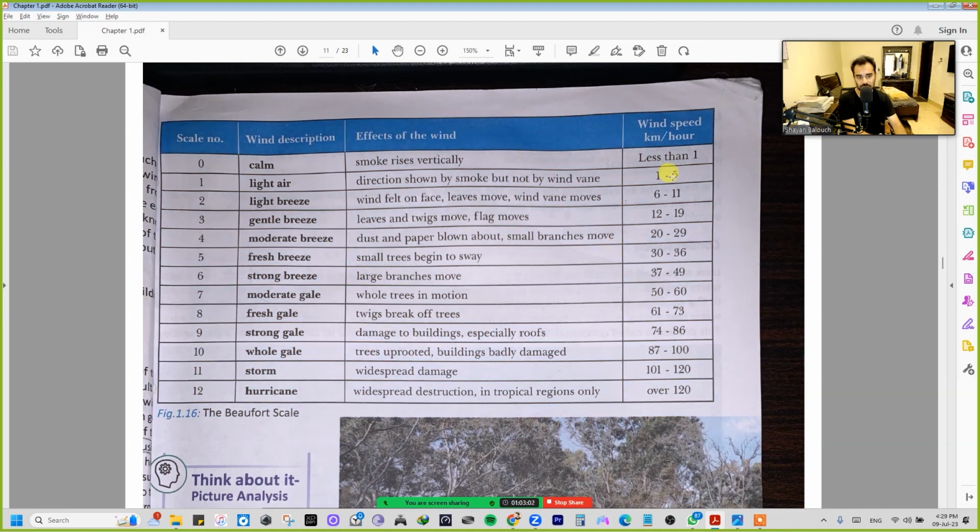He must have made estimations and created a whole permanent chart. For example, they said the scale goes from 0 to 12, where 12 means the highest wind pressure and 0 means kind of zero air pressure. Wind speed in kilometers per hour: less than 1 kilometer per hour, 1 to 5 kilometers per hour, 6 to 11 kilometers per hour.